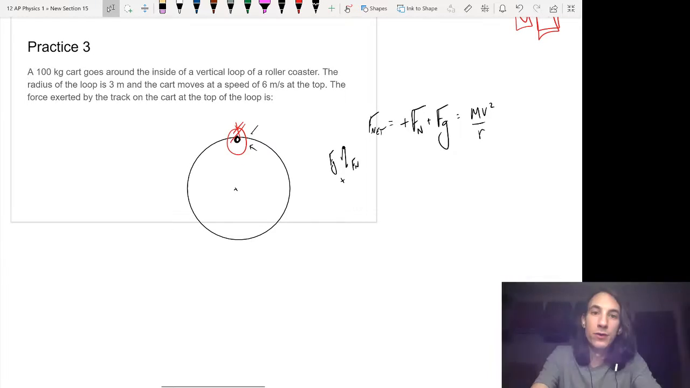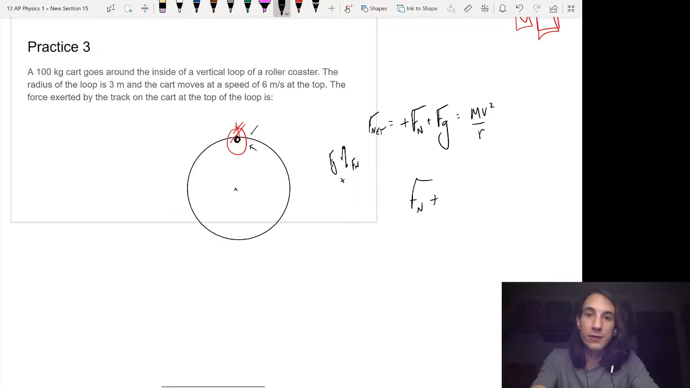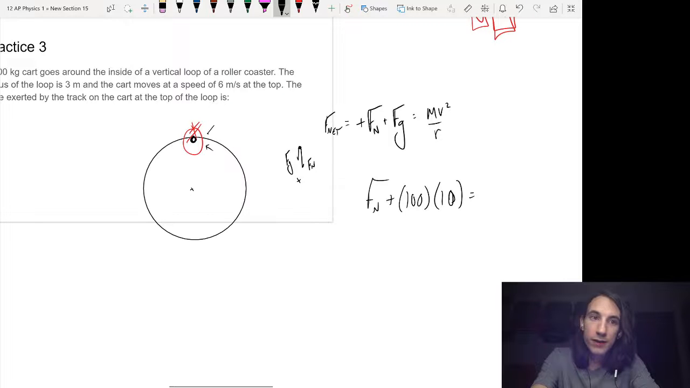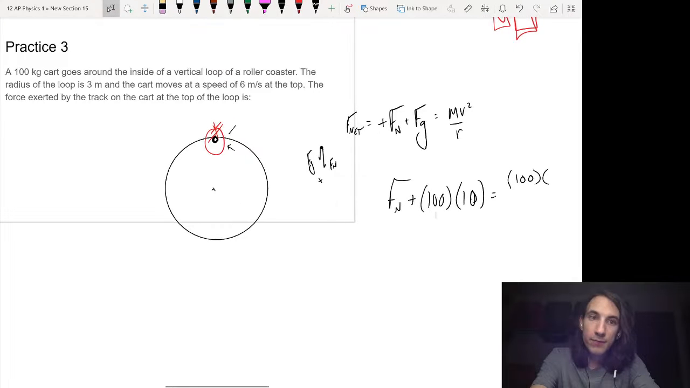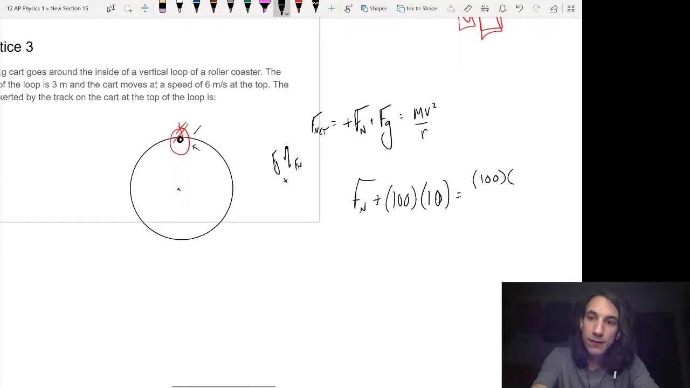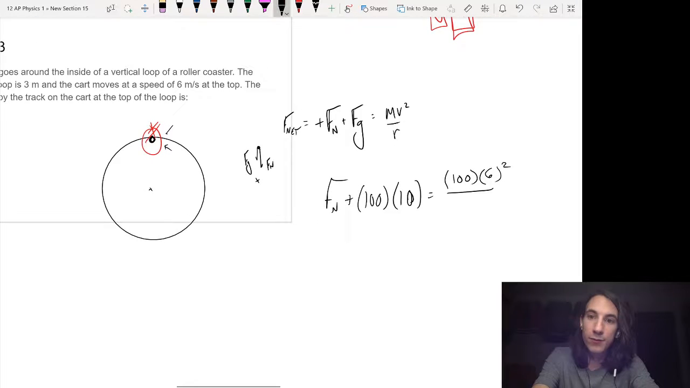So I want to figure out the normal force, the force exerted by the track on the cart. So I can say Fn plus my Fg. I know my equation for that is good old mass times g. So I have 100 for my mass. I'm just going to call my g 10 and make it a little bit easier on myself. Equals a mass of 1,000. Or sorry, 100. V is going to be 6. I have to make sure I square it. And then R is going to be 3 meters.